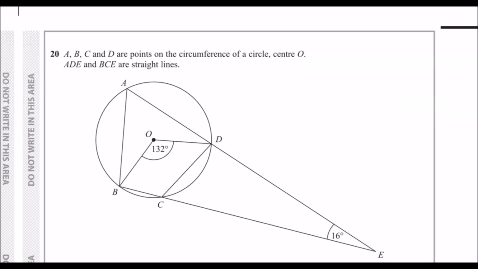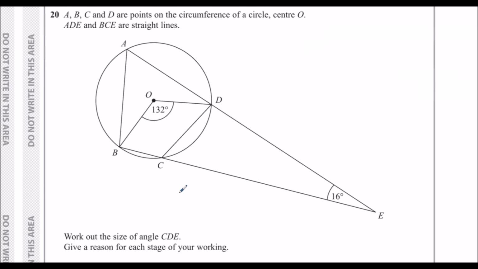Question 20. A, B, C, and D are points on the circumference of a circle centre O. ADE and BCE are straight lines. And we can see all of that on the diagram. We need to work out the size of angle CDE, C to D to E, that's this angle here. We need to give a reason for each stage of our working.